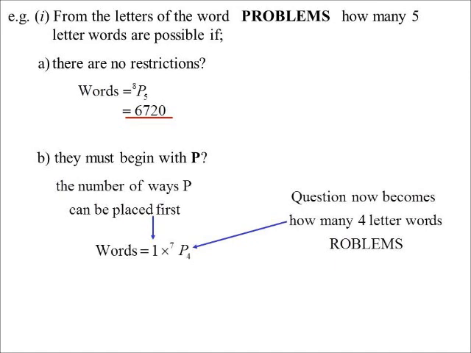I'm going to then times it by 7P4 because the question has now changed. I've put the P, which now means I'm saying, well, how many ways can I arrange four letters of problems? Now the P's gone. I've used it. So four out of problems. Well, that's 7P4. Ends up being 840.